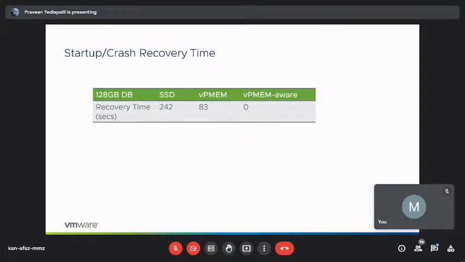But the pmem aware Redis that we created in VMware, it's an instant startup. There is nothing to read. It puts everything on pmem last time when it shut off. So when you start up, it has everything on the pmem.